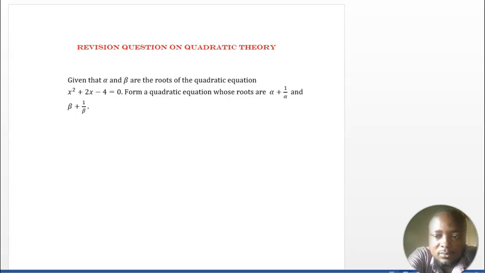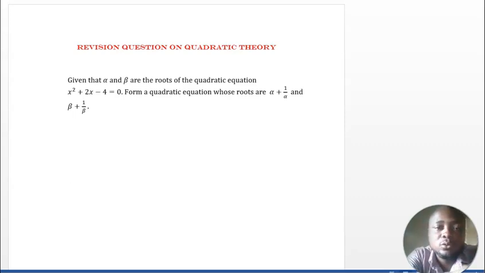Okay, today I would like us to do revision on quadratic theory. And talking about quadratic theory, here we will look at how to form equations from given roots to form a new quadratic equation. We have here given that alpha and beta are the roots of the quadratic equation x squared plus 2x minus 4 equal to 0. Form a quadratic equation whose roots are alpha plus 1 over alpha and beta plus 1 over beta.